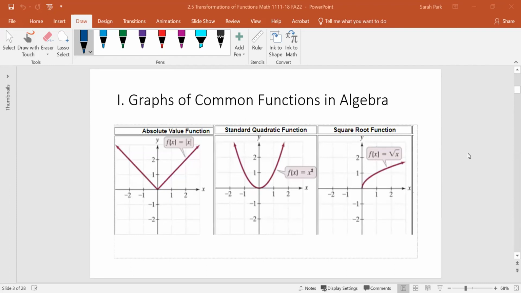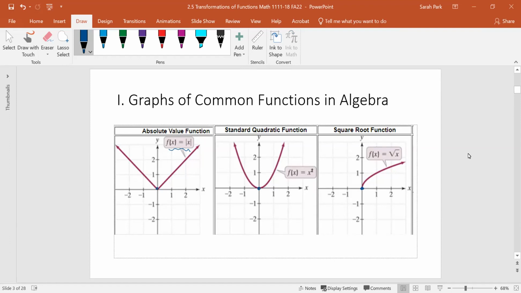So here are three of the common graphs in algebra. We have the absolute value function, which looks like a V shape centered at 0, 0, and it's given by the function absolute value of x. Then we have the quadratic function, which looks like a U shape. We also call this a parabola, given by f of x equals x squared, again centered at 0, 0, the vertex. And we also have the square root function, which is the square root of x. It also has a point at 0, 0.